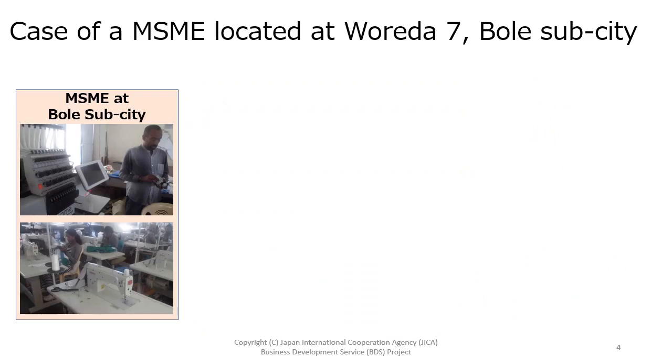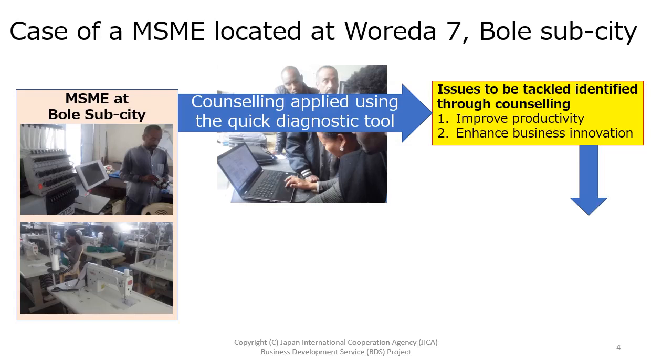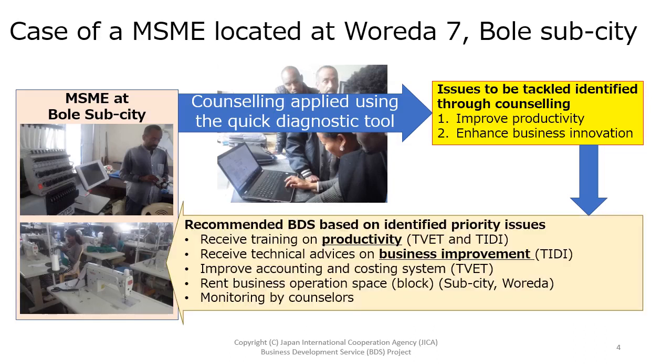For example, one MSME counselor applied the quick diagnostic tool to a medium-sized textile enterprise at Bore Subcity. The counselor and the owner of this enterprise discussed the result of the diagnosis, and they decided that improving productivity and enhancing business innovation are the areas that they would like to work on. So, the next step is for the enterprise to consider receiving training on productivity. This training may be provided by TVET or Textile Industry Development Institute, TD. The enterprise may also receive technical advice on business improvement, which TD may also be able to provide. As you can see, MSME counselors can facilitate MSMEs access to BDS provided by different organizations.